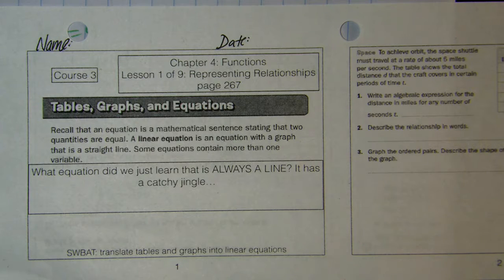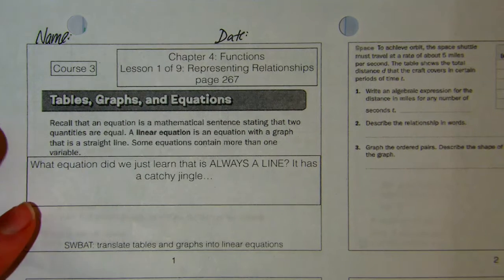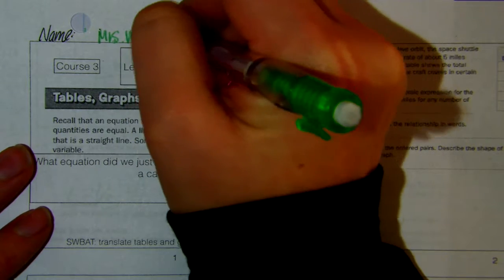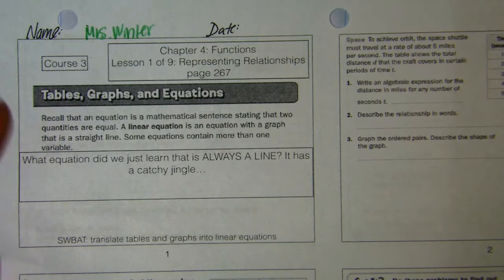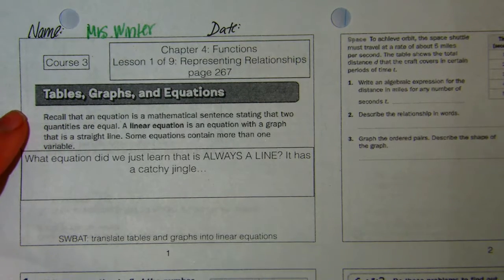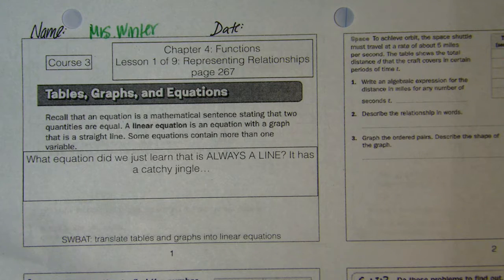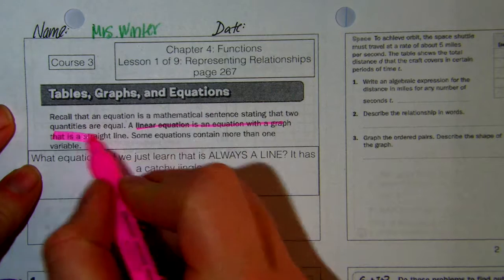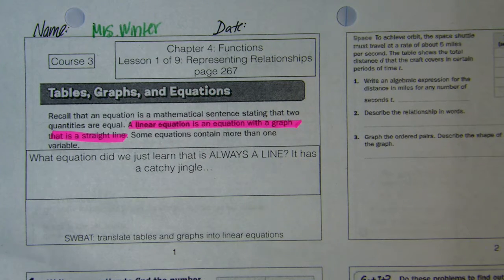Okay, so we're starting chapter 4, and it's called functions, and it's really going to be a lot of what we did last chapter, but just putting a new name or a new spin on it. So, tables, graphs, and equations. We've worked with all of those. Recall that an equation is a mathematical sentence stating that two quantities are equal, so y equals something. A linear equation is an equation with a graph that is a straight line, hence linear.